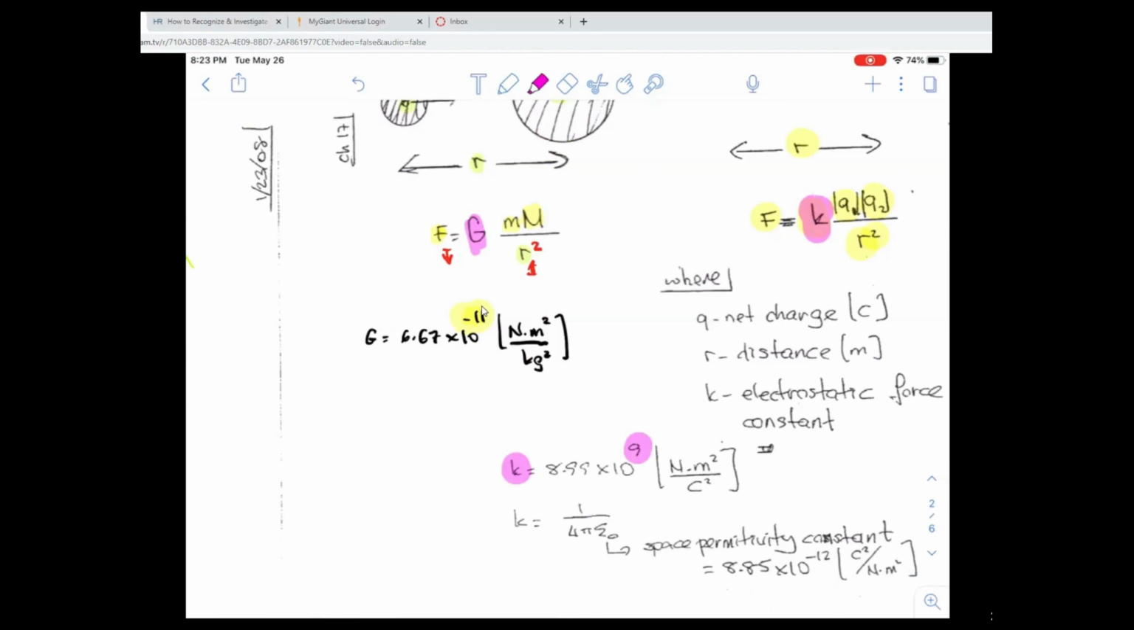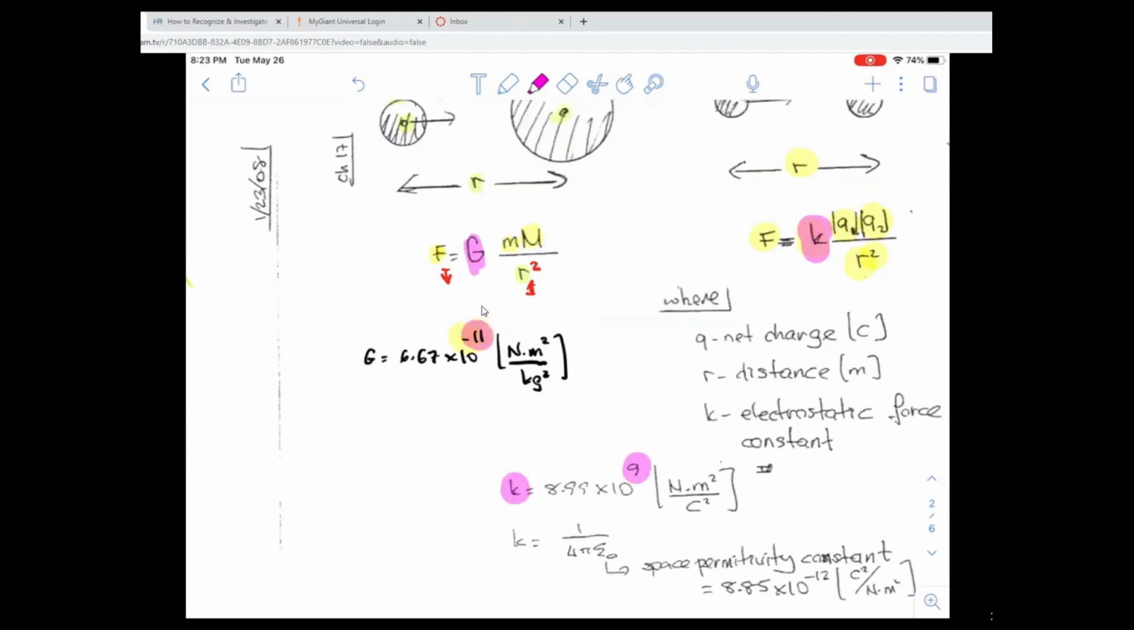If you had that much money in your bank, how much money would that be? $1 billion, guys. Give yourself 2 points for that one. So the strength of the electrostatic force is about a billion, and the strength of the gravitational force is 10 to the minus 11. It's almost a 10 trillionth. That's really, really small. So gravity is extremely weak, and the electrostatic force is extremely strong.